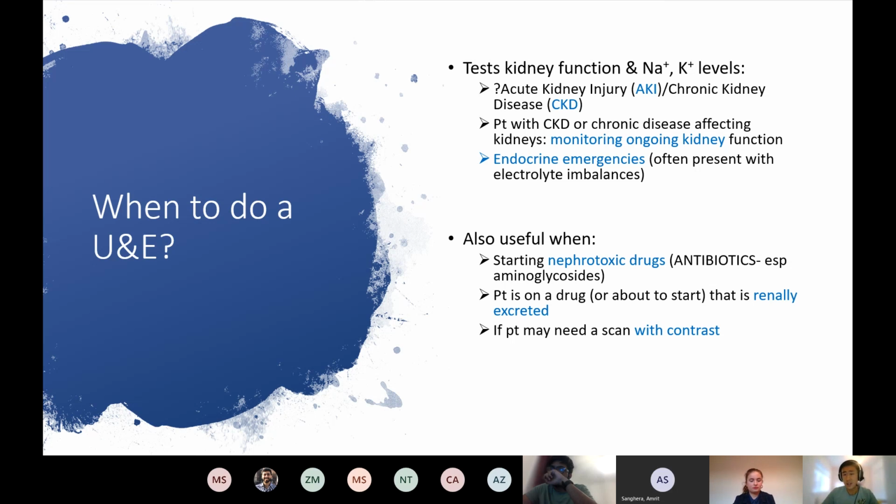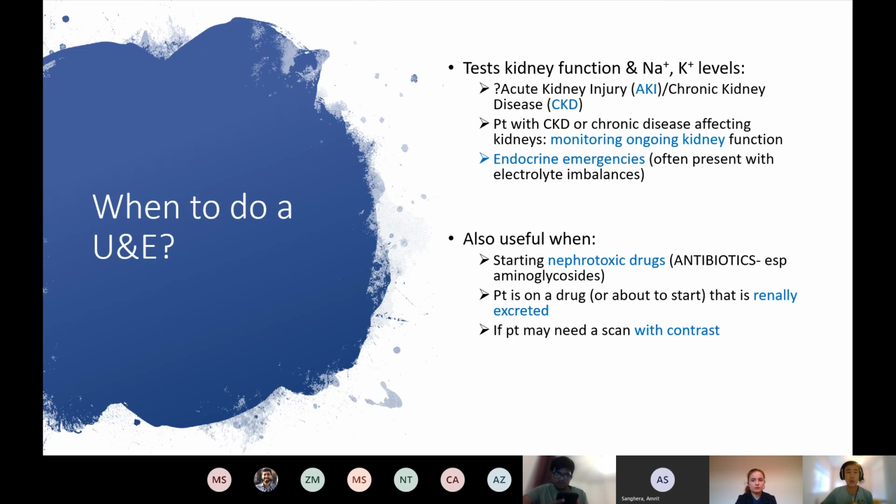Anyone starting nephrotoxic drugs, so anyone who comes in with an infection where you think you might have to start antibiotics, it's really smart to get a U&E before you start them, so you know what their baseline kidney function is. If it decreases in the future, you can see that it's actually the drugs that have done it. Similarly, any patient who comes in on a drug that's renally excreted, and many drugs are renally excreted. So you can take this one out of the bank if you're ever asked why we're doing a U&E. Also if a patient needs a scan with contrast. Those are just a few examples.